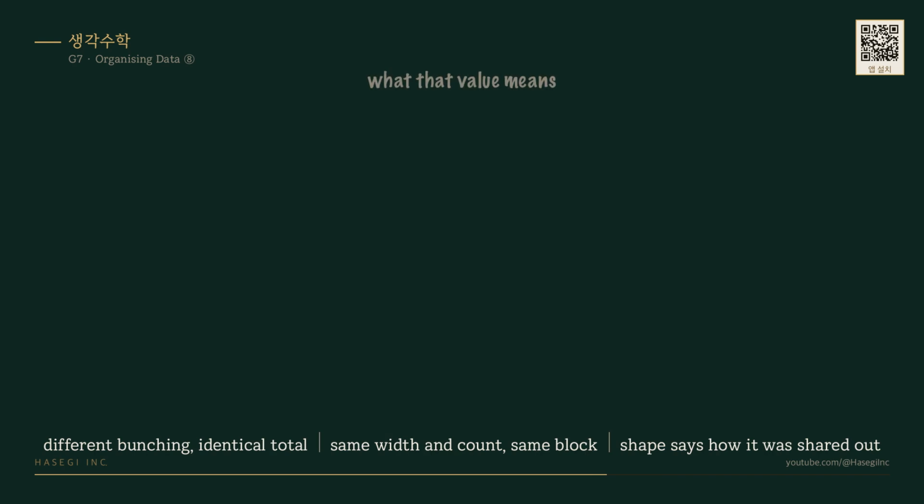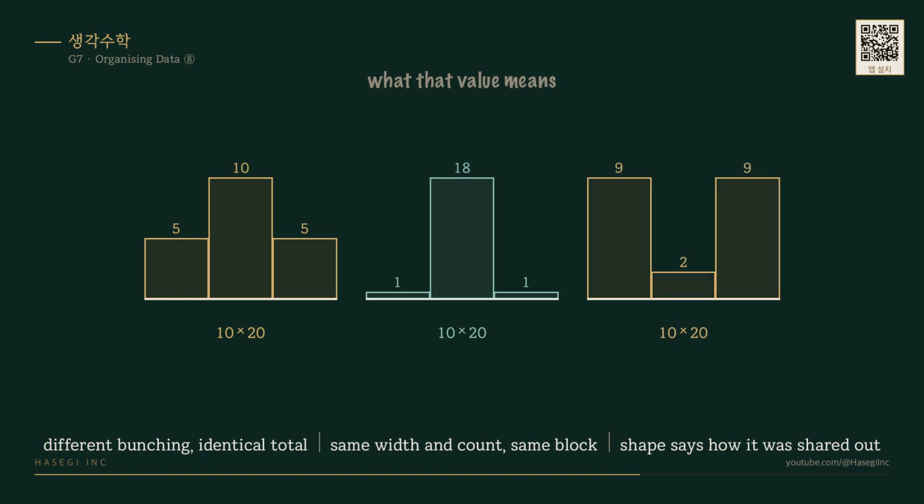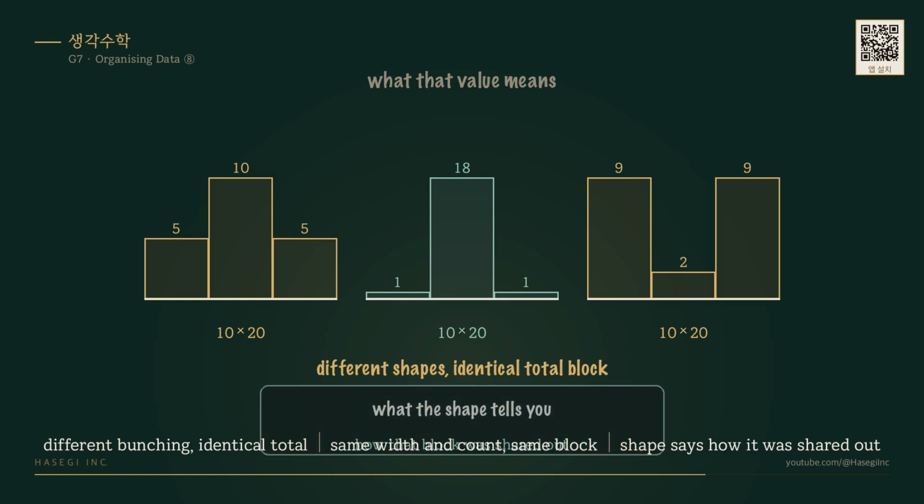What that value means is rather nice. Wherever the data bunches, whether there is one peak or two, as long as the class width and the number of people match, the total block is identical. In a histogram, the shape tells you how the block was shared out, not how big the block is.